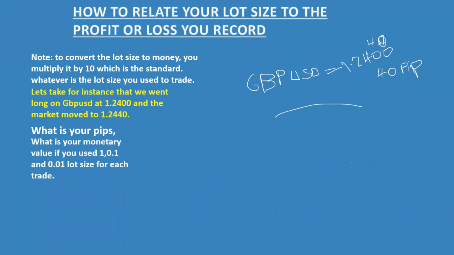What is your monetary value if you used one lot size, 0.1 lot size, and 0.01 lot size for each trade? What is the monetary value? So this is where I'm going to wrap it up in terms of pips and all of that. To convert the lot size you used in any of your trades, multiply it by 10.